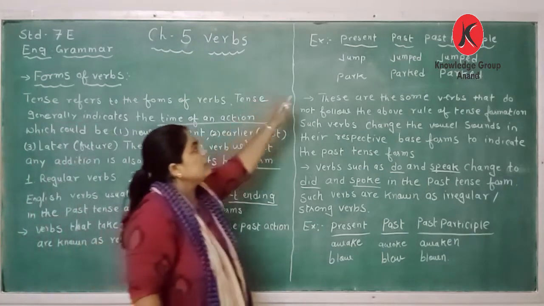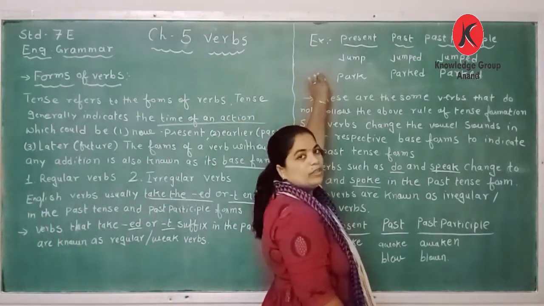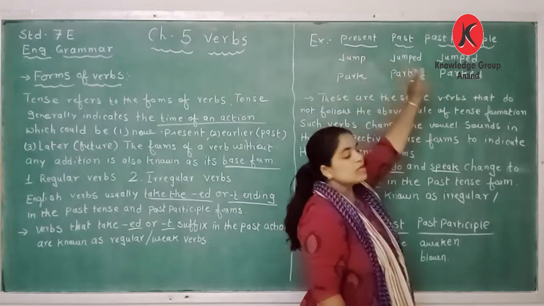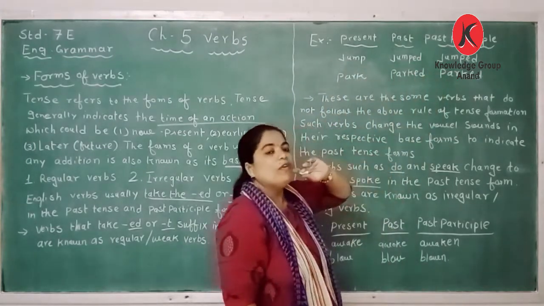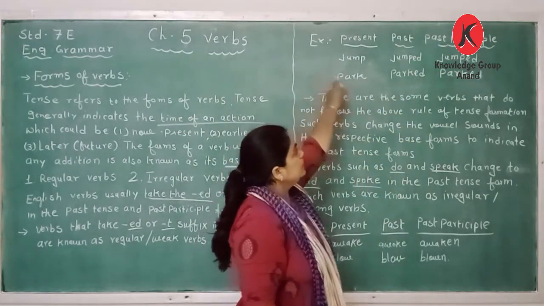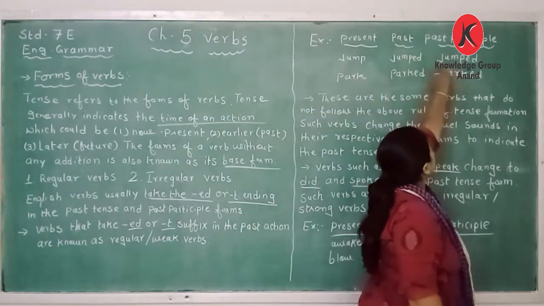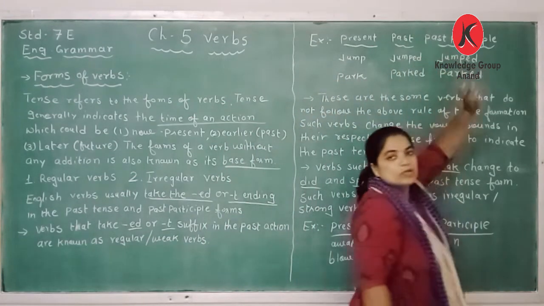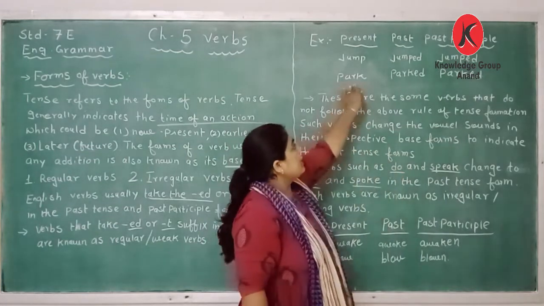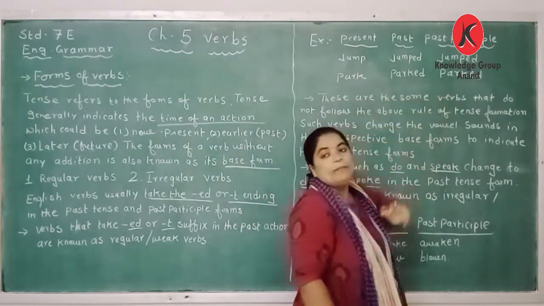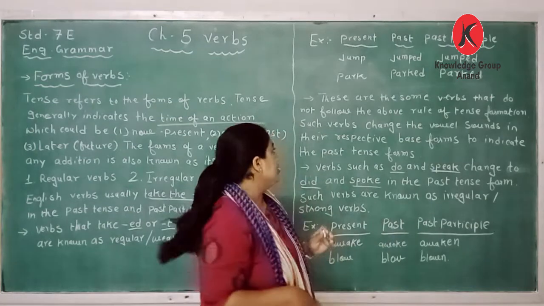Dear students, I have taken two examples showing the table of the present, past and past participle forms of the verb. Jump, jumped, jumped. Here we have taken ed. Here also we have taken ed. Park, parked and parked, by taking ed.